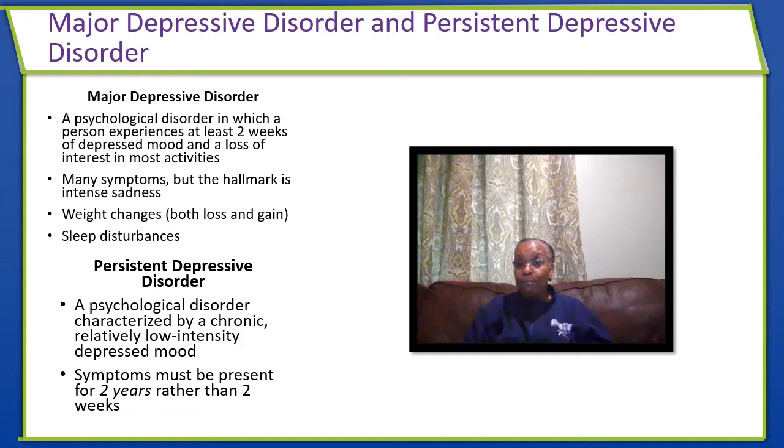Now, in terms of persistent depressive disorder, this is where it's chronic, like I mentioned. The symptom duration has changed. I said 6 months, but it has to be present for at least 2 years now, rather than just 2 weeks. So you've learned to live with it, basically, but it hasn't gone away.